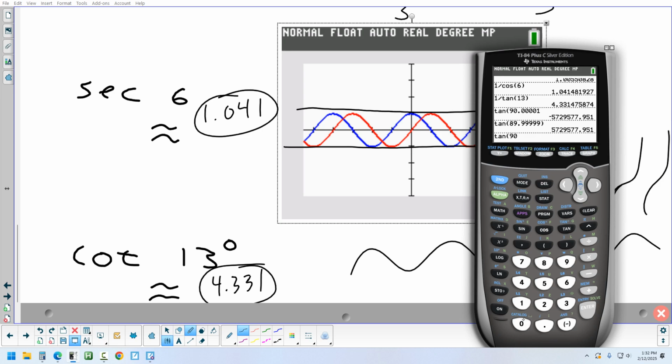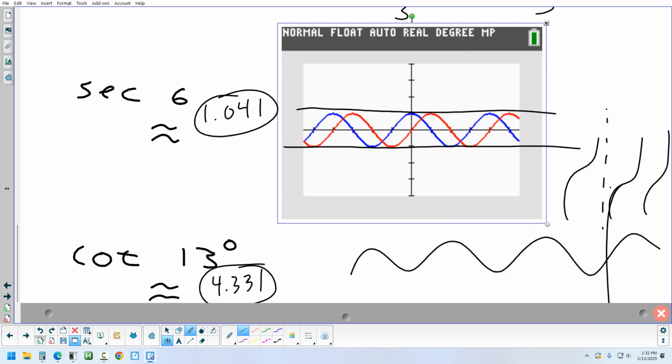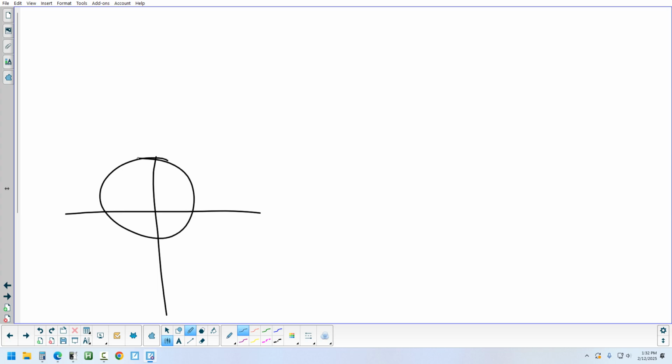What if I put it right on 90? If you put it right on 90, you can't do it. Tangent of 90 doesn't exist. Why? Good question. Think about 90 degrees. Where is it on the circle? The top. What's the coordinate right at the top? 0, 1, and tangent is y divided by x. You just tried to divide by 0. Can't do that. That's why it's undefined.